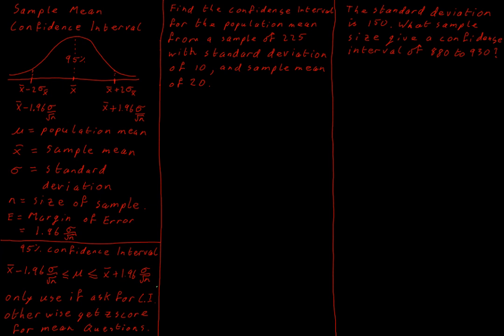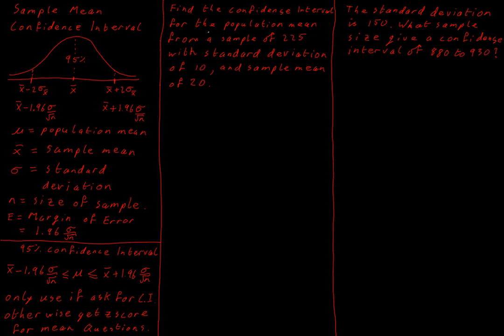Now, a lot of sample mean questions, if we're asked about hypothesis tests or anything like that, as we will be soon, they will tend to work with z-scores. So the only time we will tend to use this formula as we're writing it today is if they ask us directly for the confidence interval. Otherwise, we will tend to use z-scores for our sample mean type questions.